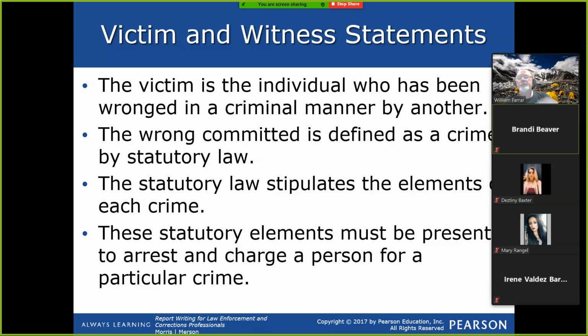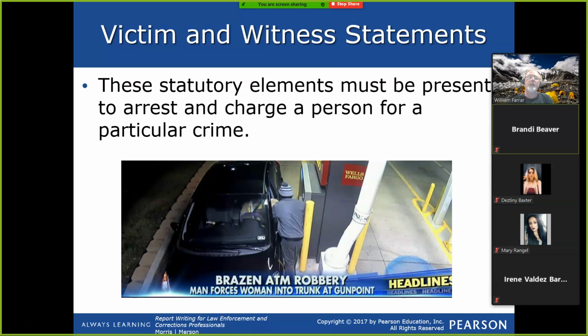So when we go back to your DUI incident, you had to be able to basically meet the elements of DUI. And if you couldn't meet those elements, then you really couldn't charge for that particular offense. And all statutory elements have to be present to arrest and charge a person for a particular crime. So when you write your reports, it's important to know your statutory law, because all of those elements have to be there in order to really make an arrest and to charge a person.